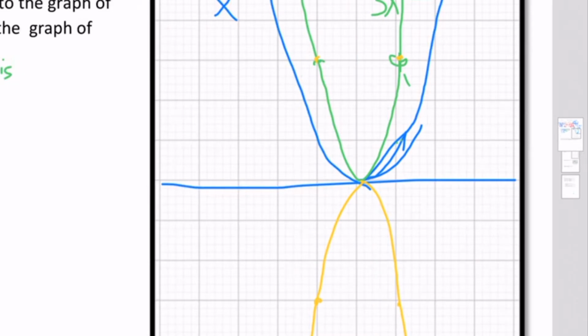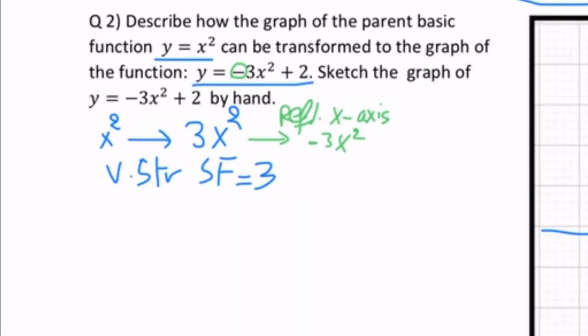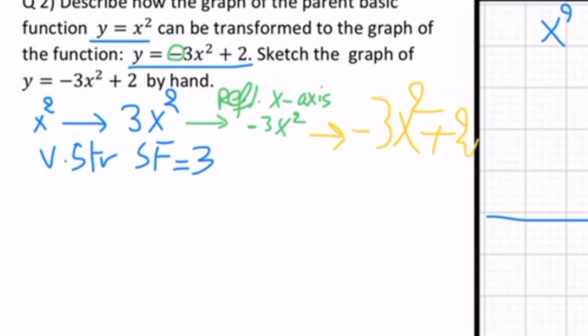Let me change the y-axis. This is your y-axis. My next transformation is plus 2. So minus 3x squared plus 2. This is a vertical shift, 2 up.